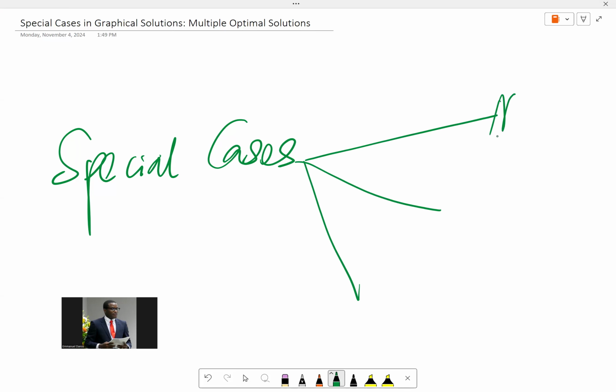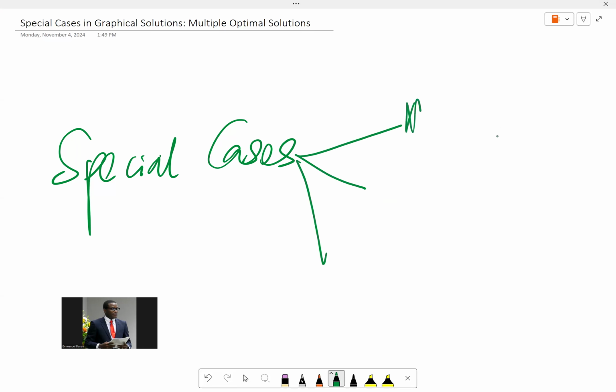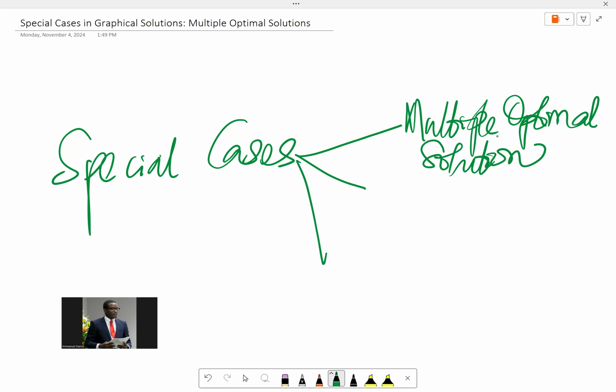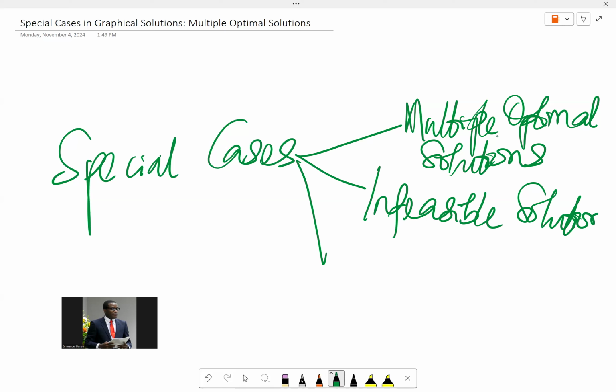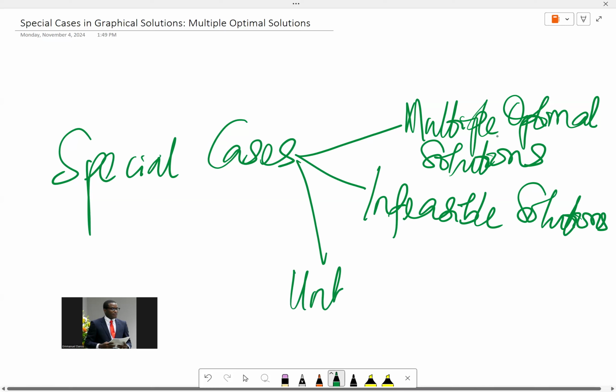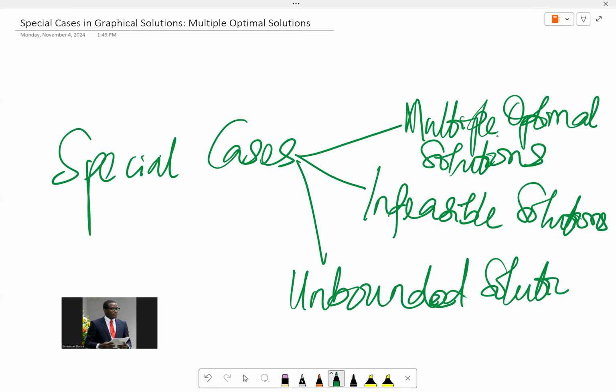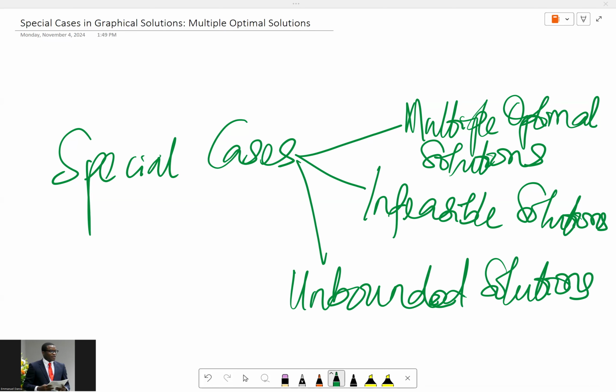The first one is multiple optimal solutions. You can have multiple optimal solutions, and that is what this video is about. Then another case is infeasible solutions, so the solution may not be feasible, and then you can have unbounded solutions. So these are special cases when we talk about graphical solutions to linear programming problems.